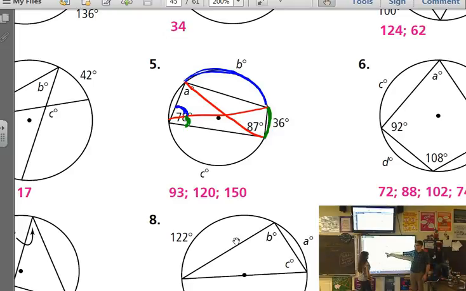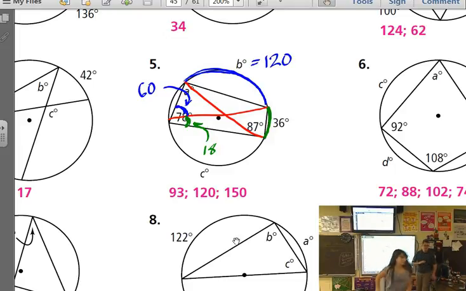How do we know these inscribed angles relate to the arcs? Well, the inscribed angles are half of the arc, and so this has to be, what was it, 18? Yeah, 18. So this green angle has to be 18, and since it has to add up to 78, that means the other angle has to be 60. So then B has to be twice 60, so it must be 120. Everyone with us, how we got here?